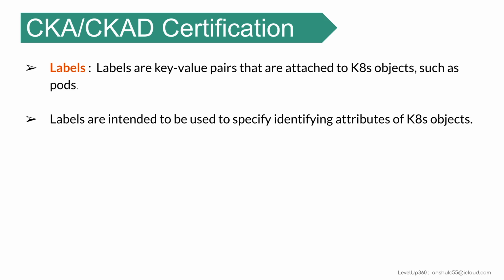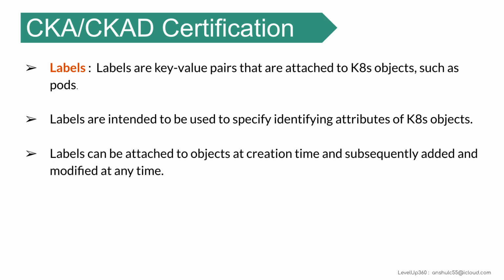As I just mentioned, labels are intended to be used to identify attributes of Kubernetes objects. You can attach labels to your Kubernetes object, but that is completely optional. Attaching more than one label is also completely optional. So you can attach zero, one, or more than one label to your Kubernetes object, and labels are only used to identify the attributes of your object.